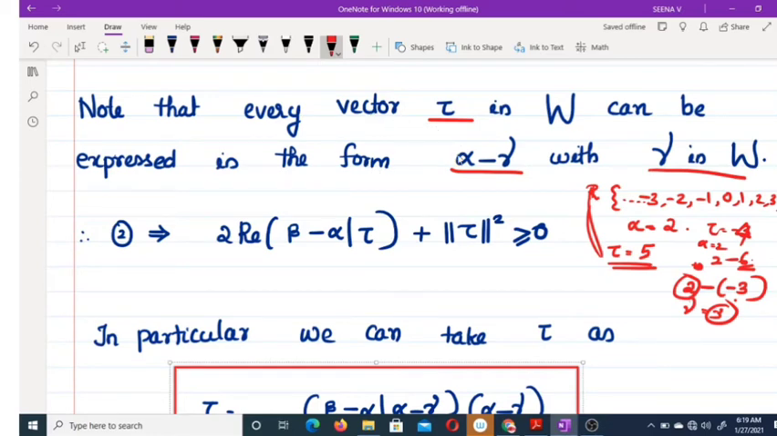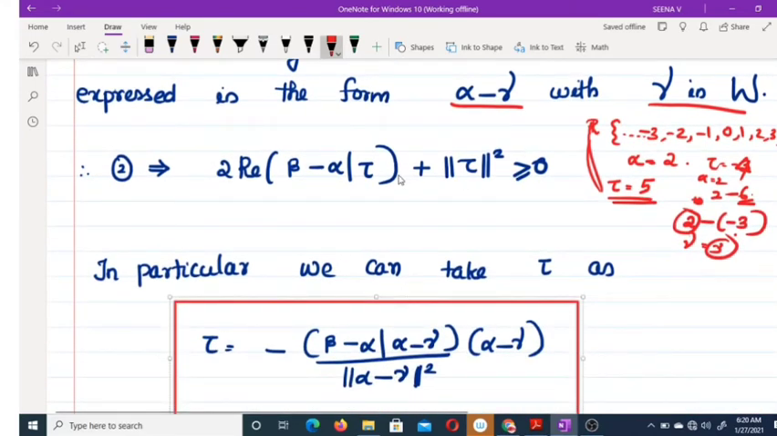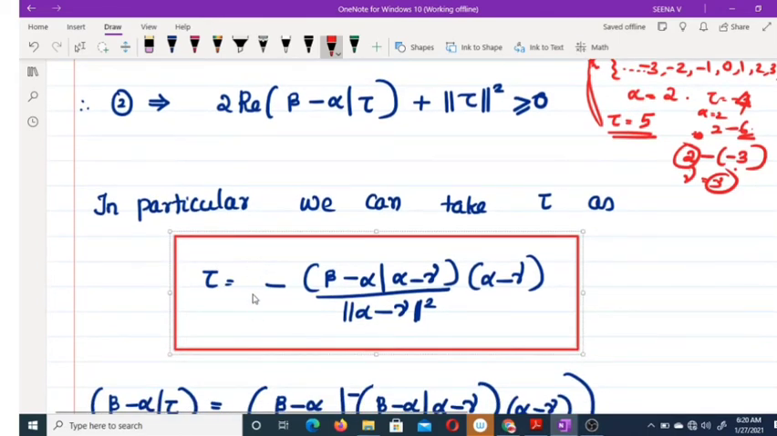Now this tau is not just alpha minus gamma. This result is true for any vector alpha minus gamma, and every vector tau in W you can express in terms of alpha minus gamma. Therefore, this result is true for any vector tau in W. So in particular, this result is true if you take tau equal to this one. Clearly, this is an element in W because this is an inner product and this is a norm. Therefore, this is a scalar quantity and this is alpha minus gamma, and alpha minus gamma belongs to W, and this is actually a scalar multiple of alpha minus gamma. Therefore, this also belongs to W, and this result is true for this tau also.